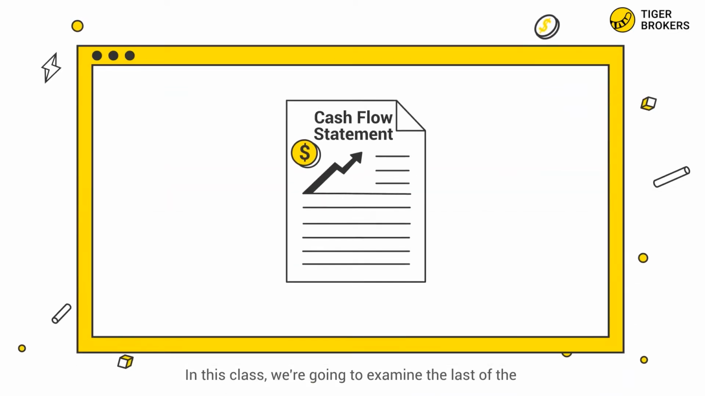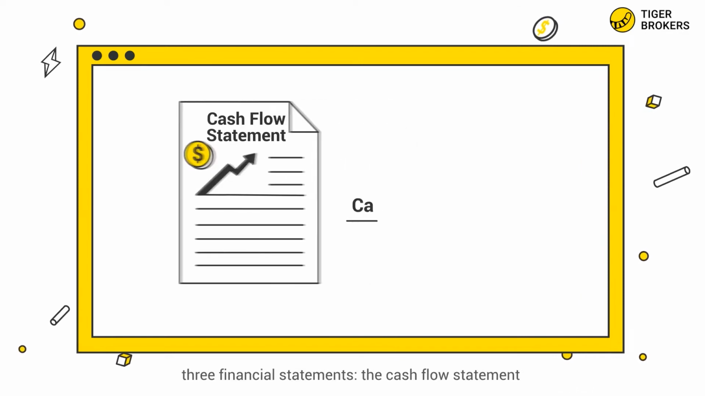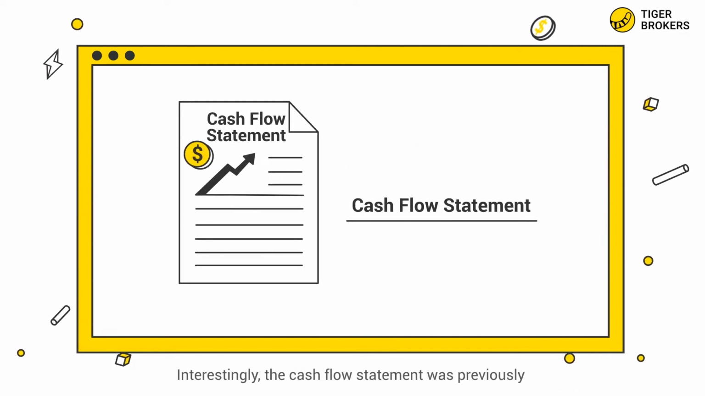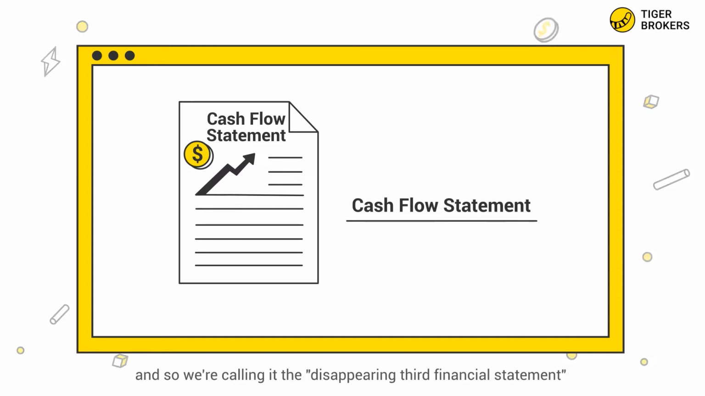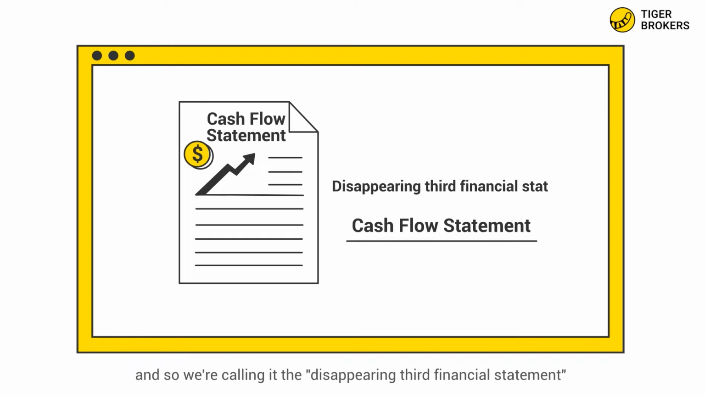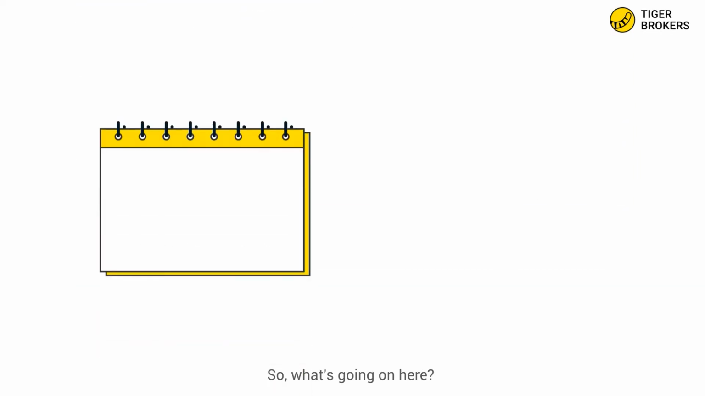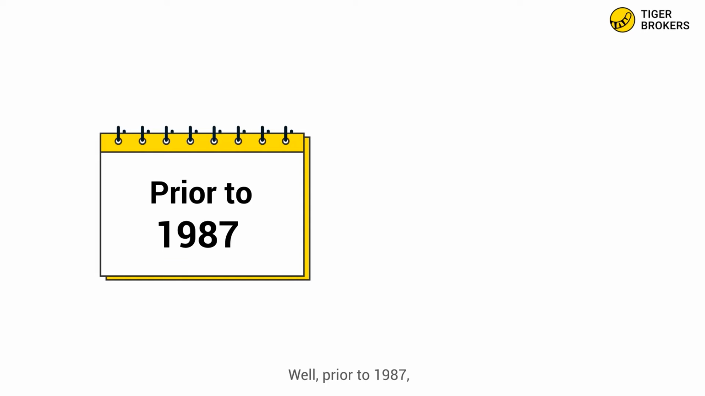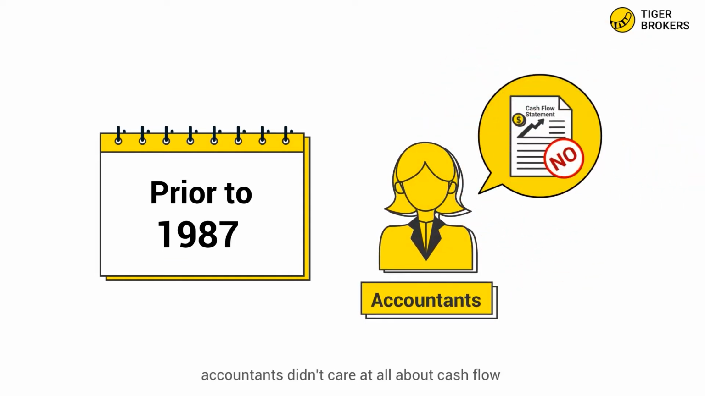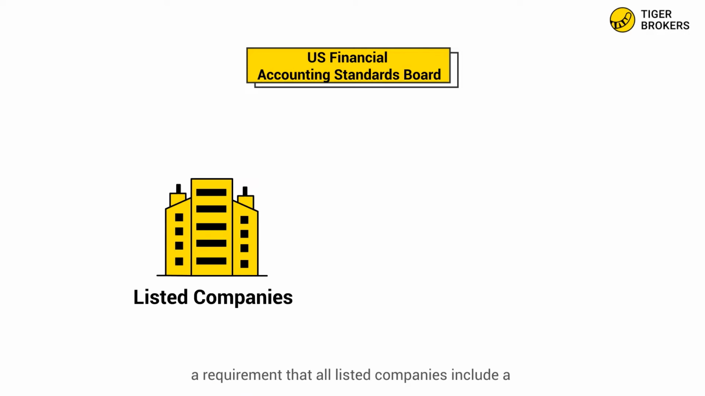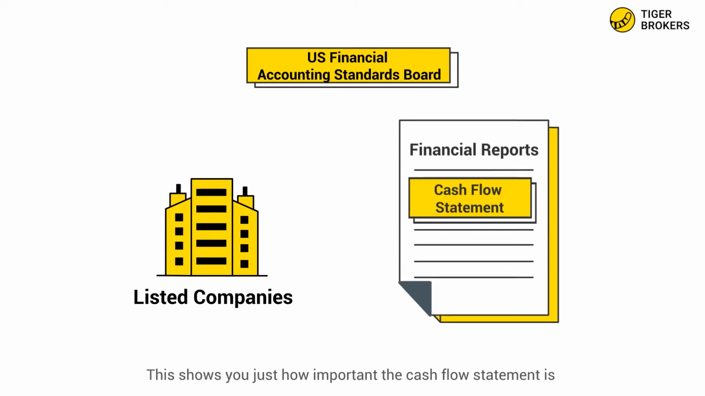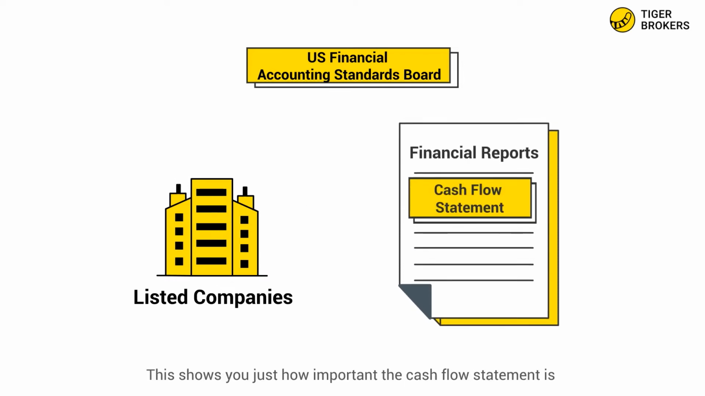In this class, we're going to examine the last of the three financial statements, the cash flow statement. Interestingly, the cash flow statement was previously not included in financial reporting, and so we're calling it the disappearing third financial statement. So what's going on here? Well, prior to 1987, accountants didn't care at all about cash flow. But when a lot of financial fraud cases started popping up, the US Financial Accounting Standards Board made it a requirement that all listed companies include a cash flow statement in their financial reports. This shows you just how important the cash flow statement is.